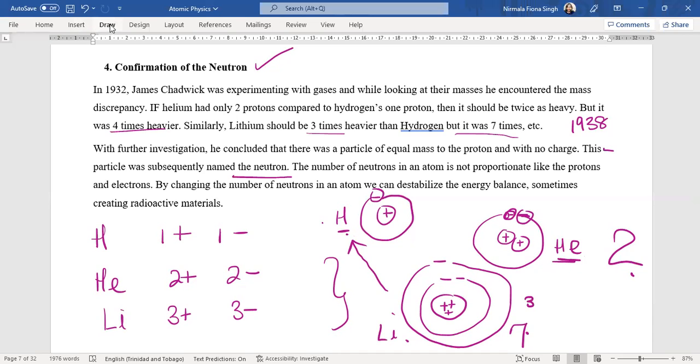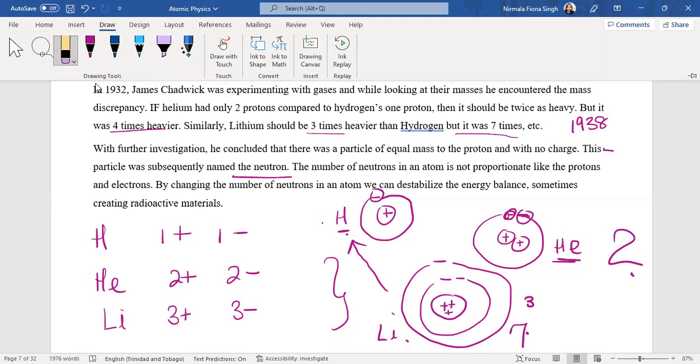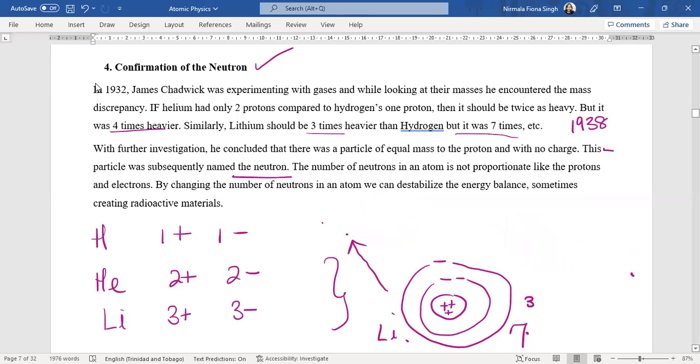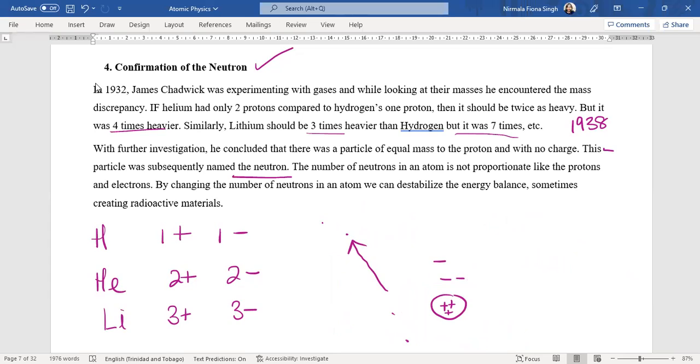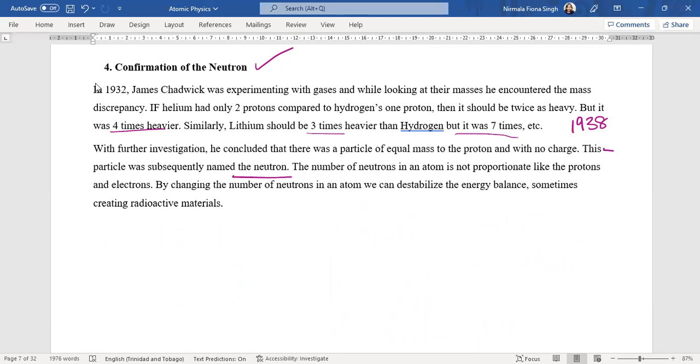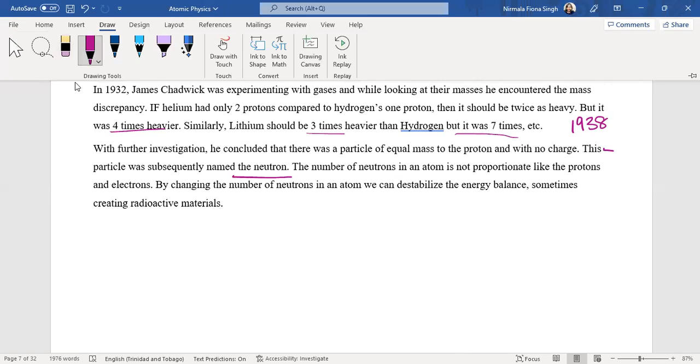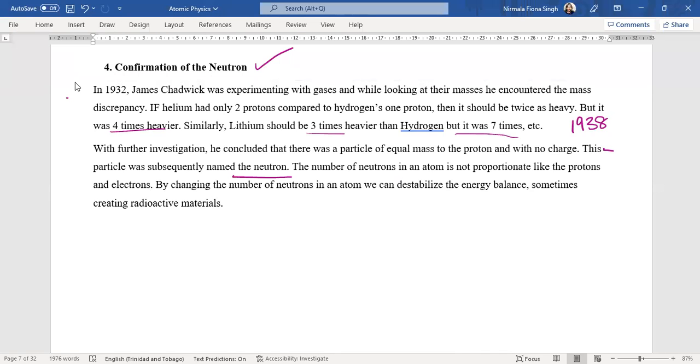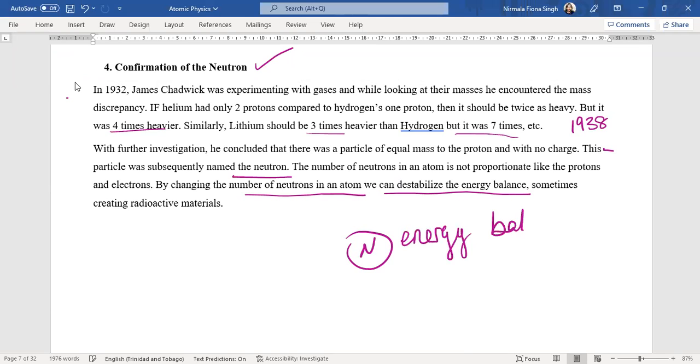Now this is where the story gets interesting. Now you're going to think, okay, it's a heavy particle in the nucleus with no charge, so it's just sitting there, adding weight, adding mass. What is its purpose? Further on, and this is where Einstein came into the story, but we'll get to that later, by changing the number of neutrons in an atom, we can destabilize the energy balance. This heavy neutron is meant to maintain the energy balance of your atom. That is what it's there for, right?